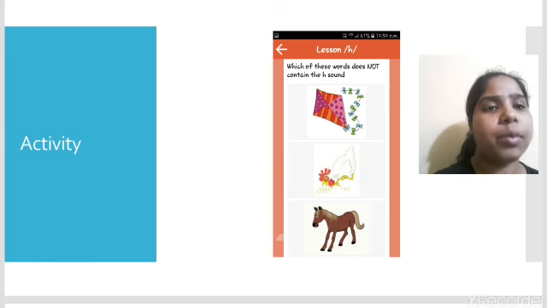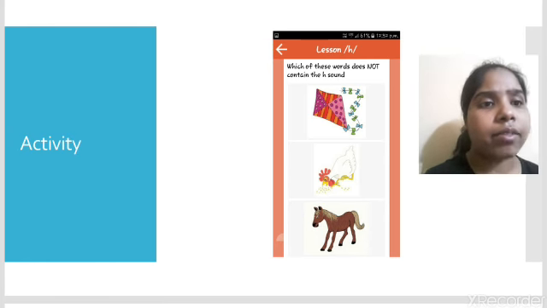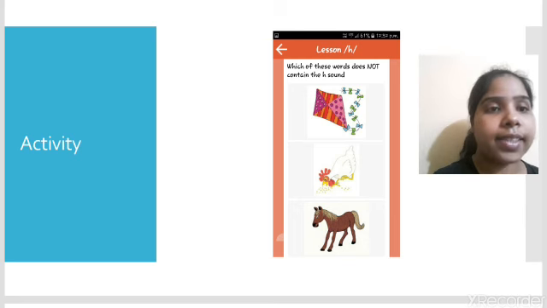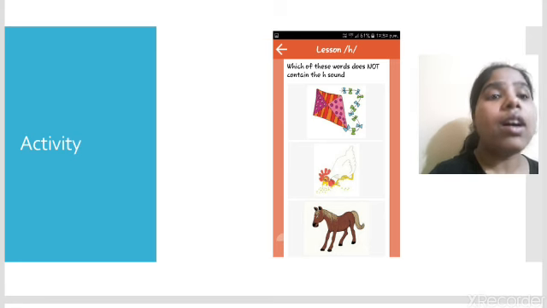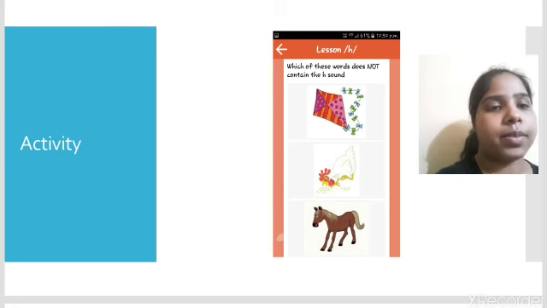Next we have a picture of a hen. Does hen have the sound of H? Yes, we say H, hen. Next is a picture of a horse. Does the word horse have the sound H? Yes, it does. We say H, horse.